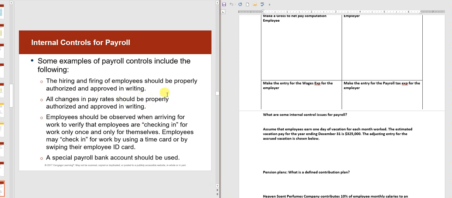Hiring and firing employees should be properly authorized and approved in writing. If you have a large enough firm, you can have what's called a ghost employee, where somebody in payroll has a fictitious employee, and if they have a time card, they insert the time card every day. Sometimes a supervisor can fire somebody and that person quits coming to work, and they continue to run their time card, or they continue to pay their salary and they just collect it. All pay changes, you don't want somebody to change their pay themselves. Checking in, you want to make sure that somebody else isn't clocking in for somebody, that they are actually the person they say they are, and we talked about that special bank account.